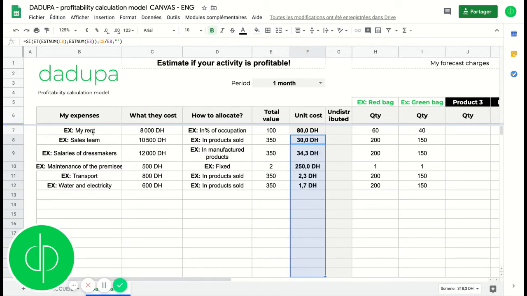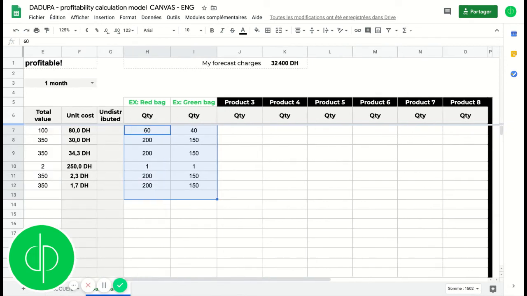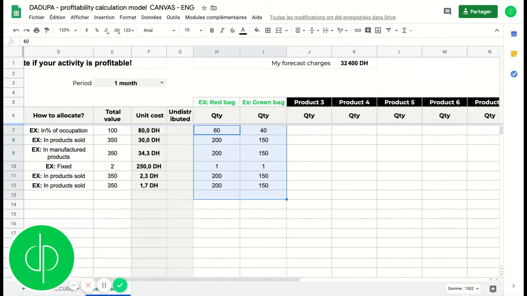So we start. Here you have your expenses. You have the cost of each expense. You have here the key of allocation. Here are the quantities of the allocation value of each of your charges. Here you have many products that you are able to enter, but I have only made a test for 2 products. If you have more than 2 products, don't hesitate to fill in your product, for example the yellow bag. That's only an example. And put the values there.